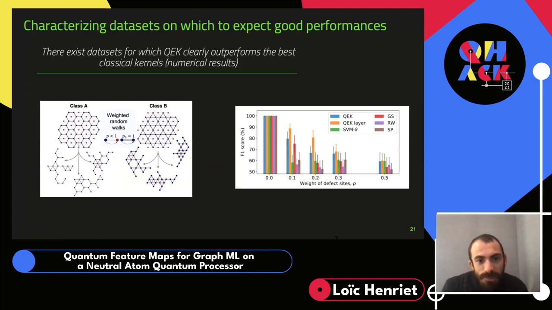So it's quite interesting to try to identify such datasets and find some others, so that we can more generally guess on which kinds of data we expect KEK, the quantum evolution kernel, the quantum graph machine learning, to be a strong solution.